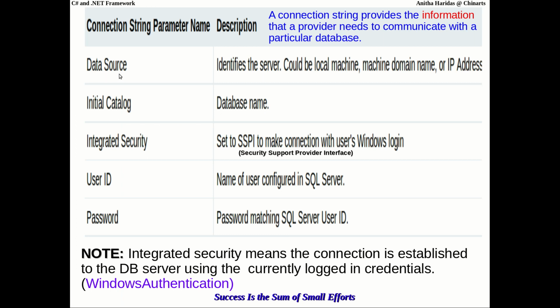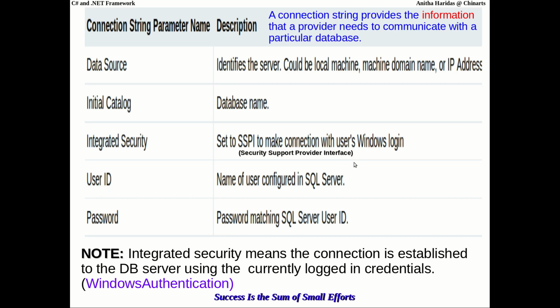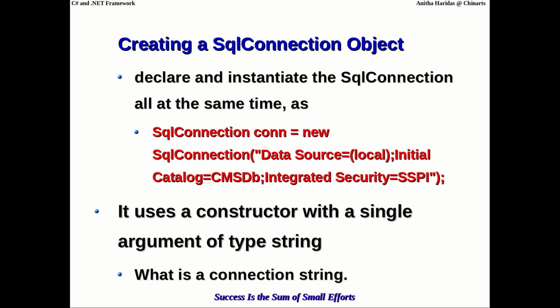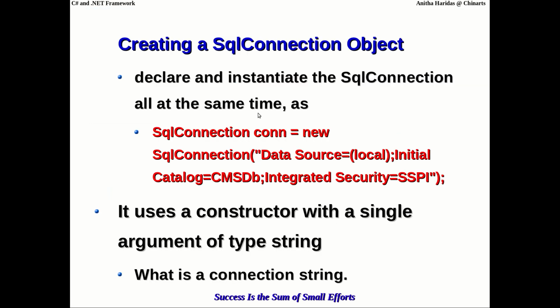What are they? You need to specify the data source. The data source is generally the server name. It can be a local machine, or a domain name, or an IP address. Here in this example, the data source is given as local, so that means it is the local server that has the database. The second parameter is initial catalog. The initial catalog is the database name that you have to specify. In this example, CMSDB is the initial catalog that specifies the database name.